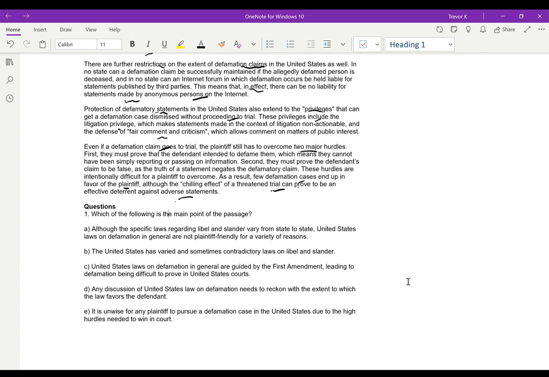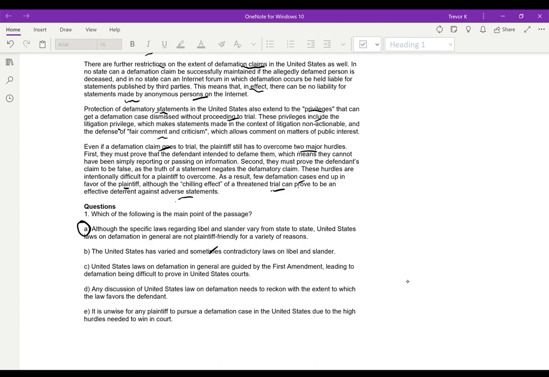A: Although the specific laws regarding libel and slander vary from state to state, United States laws on defamation in general are not plaintiff-friendly for a variety of reasons. Yes, that seems pretty clearly correct, right? B: The United States has varied and sometimes contradictory laws on libel and slander. That really only covers the first paragraph. It's not really addressing everything else, about how they're not plaintiff friendly.